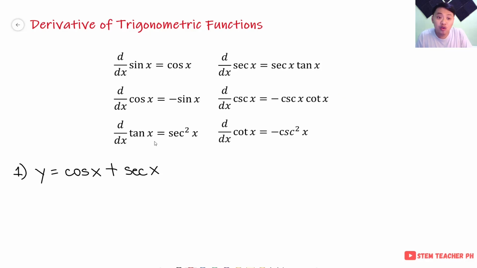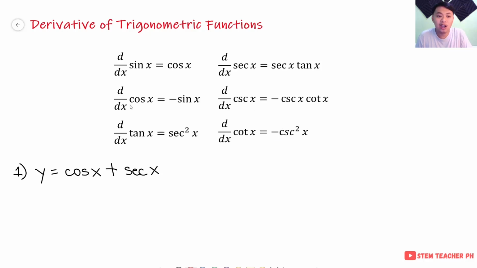Medyo marami yung formula kasi meron tayong derivative for each trigonometric function. Medyo mahirap lang siyang tignan at first, pero if we will be looking at certain patterns, mas madali siyang masasaulo. For example, yung mga cosine, cosecant at cotangent, lahat sila ay merong negative derivative.